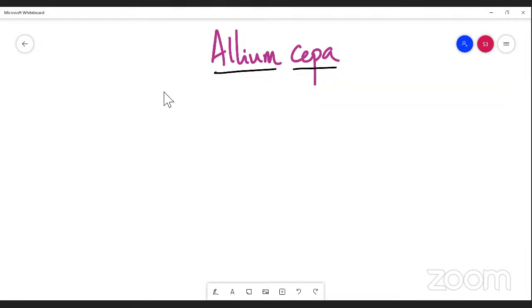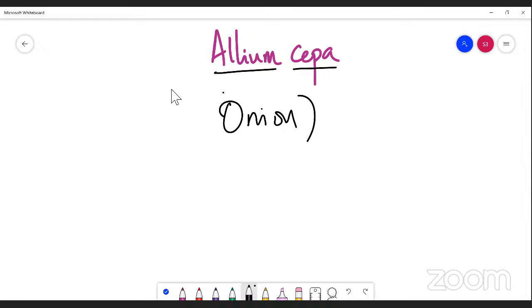Actually, this Allium cepa is the binomial of onion. What is its common name? Dear students, do you understand? Students, I am audible. Allium cepa is the binomial of, simply I can say, onion.